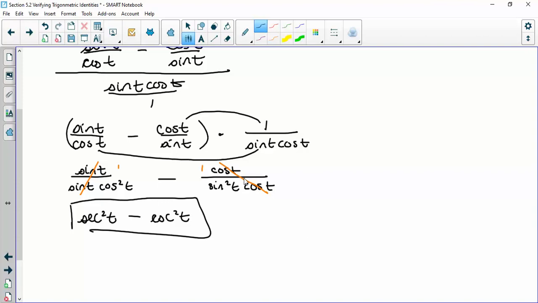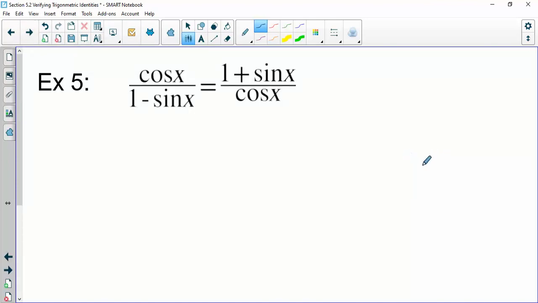Any questions on that one? Let's try some more. So we're just practicing the same thing over and over again. I keep getting pranked by these 1 minus sine x because they're not squared. I know. You want to make it the cosine squared. No luck.